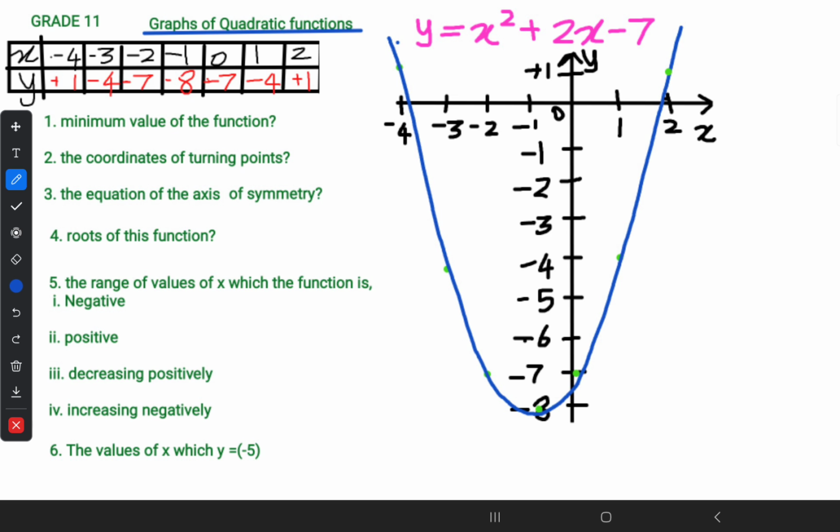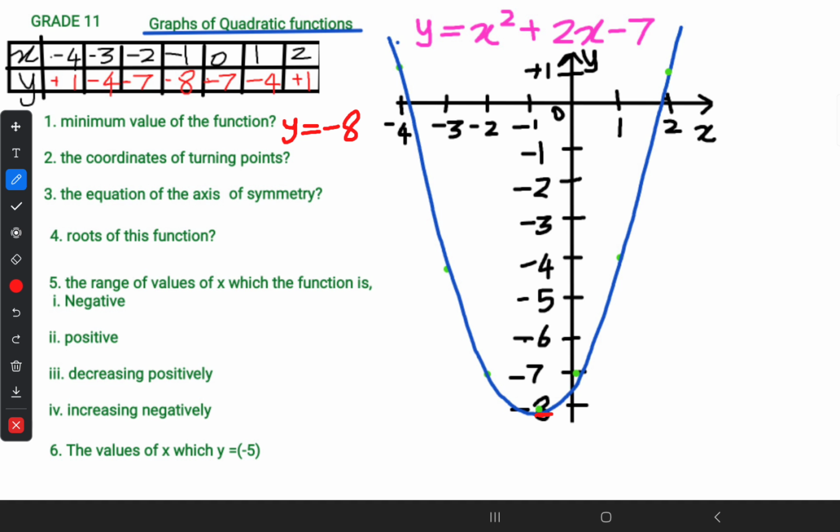Okay, in the first question, the minimum value of this function. Minimum value means the graph is decreasing until here, until this point that is decreasing. At this point, suddenly that is changing its direction to moving upward. So this is the minimum point. So when y is equal to negative 8, this is the place where the function is holding its minimum value.